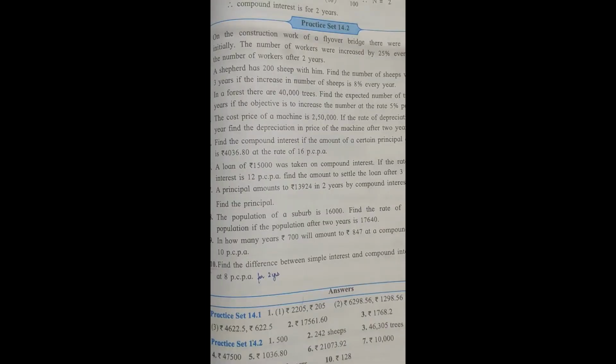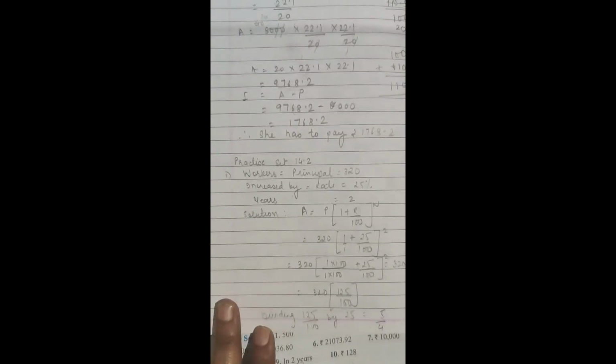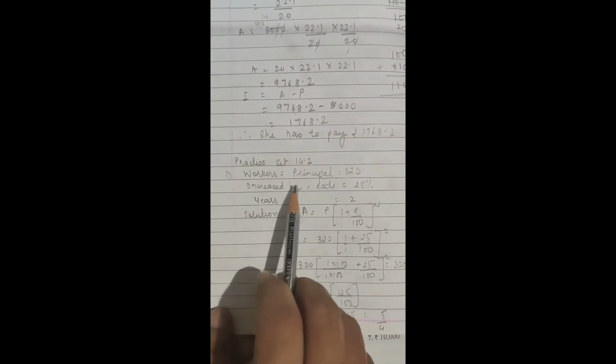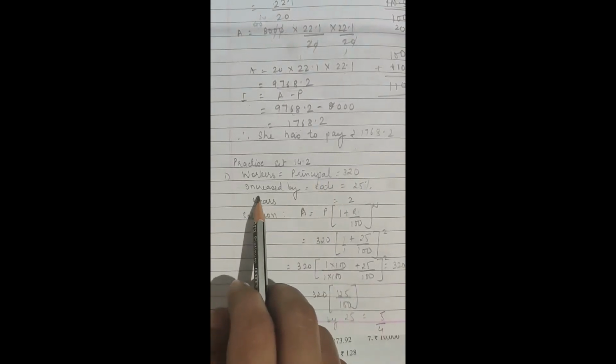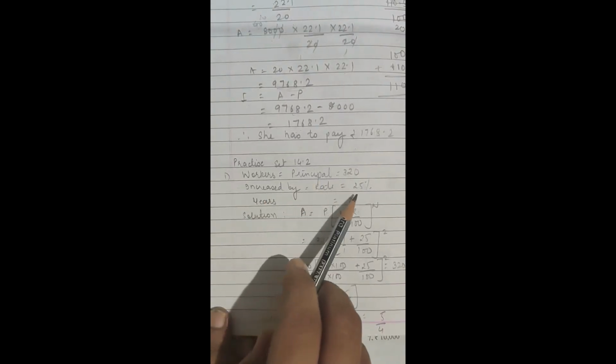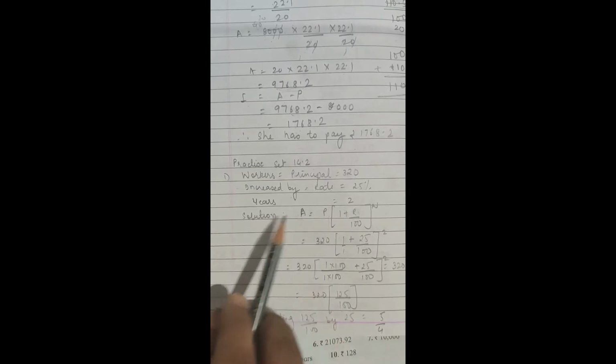Practice set 14.2, the first question. On the construction work of a flyover bridge, there were 320 workers initially. The number of workers was increased by 25% every year. Find the number of workers after 2 years. For this, we will write workers as principal 320, increased by, that is the rate 25%, years 2 years.